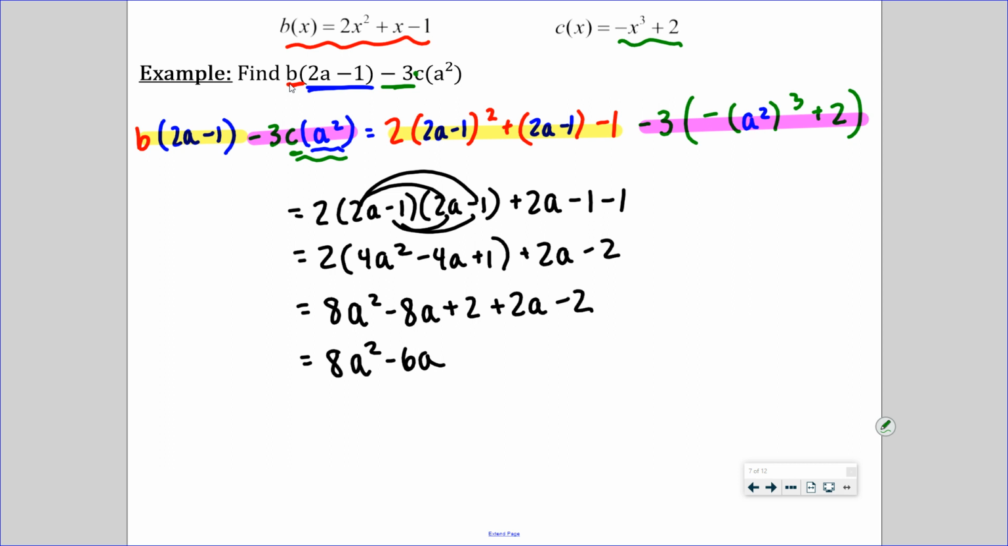Okay, now I'll tackle the green part. Where would I start in here? Yep, I gotta do the a squared to the power 3. Power to a power, what would I do? Multiply, that's negative a to the 6th. A to the 6th times negative 1, negative a to the 6th. Then I can distribute the negative 3, so it becomes positive 3a to the 6th plus 6. -6. Good catch. Thank you.